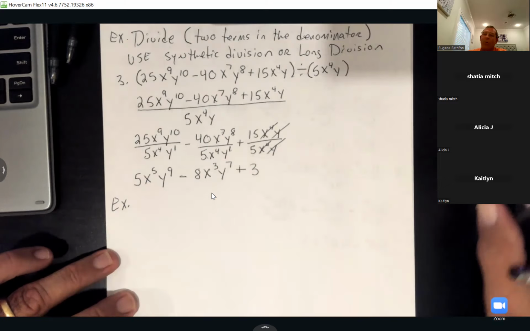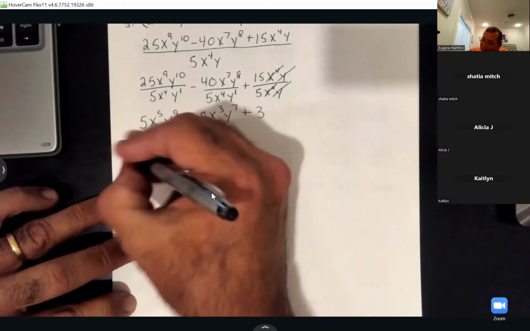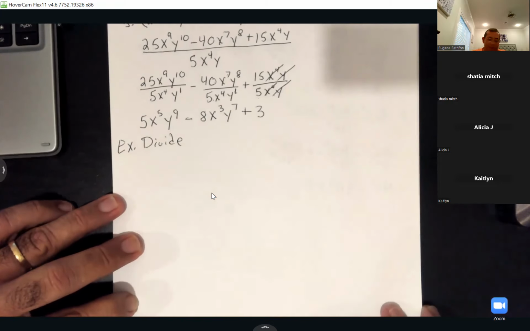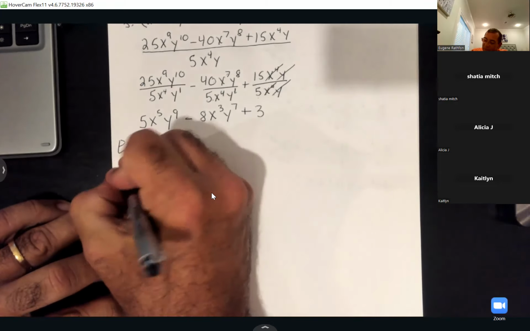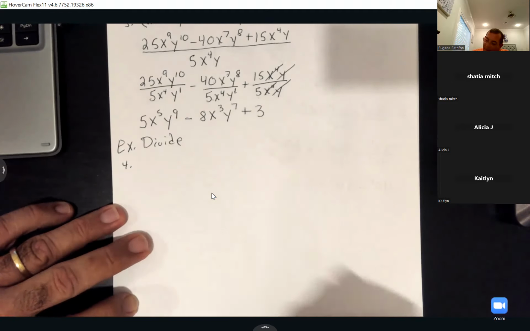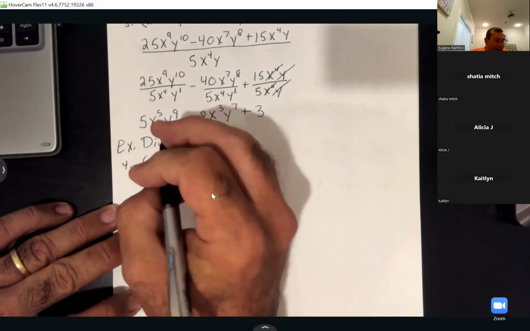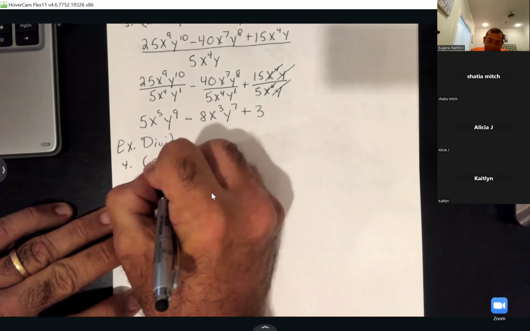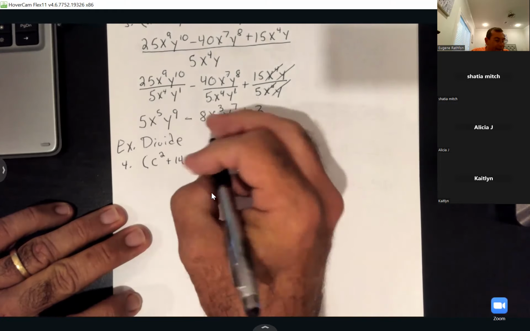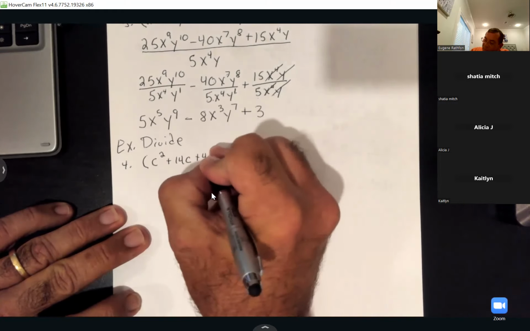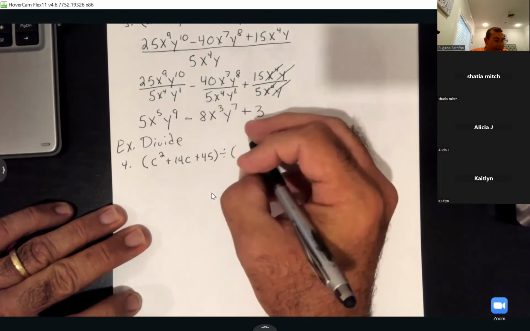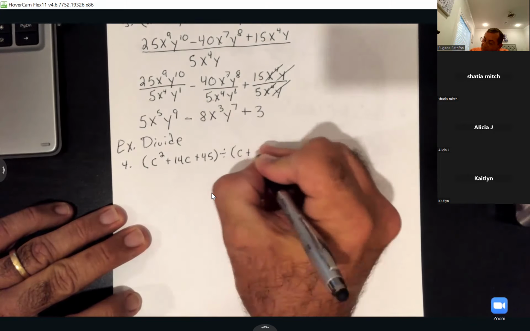So now I'm going to show you long division, okay? So this will start with number 4. So I got c squared plus 14c plus 45. We're dividing that by c plus 9.